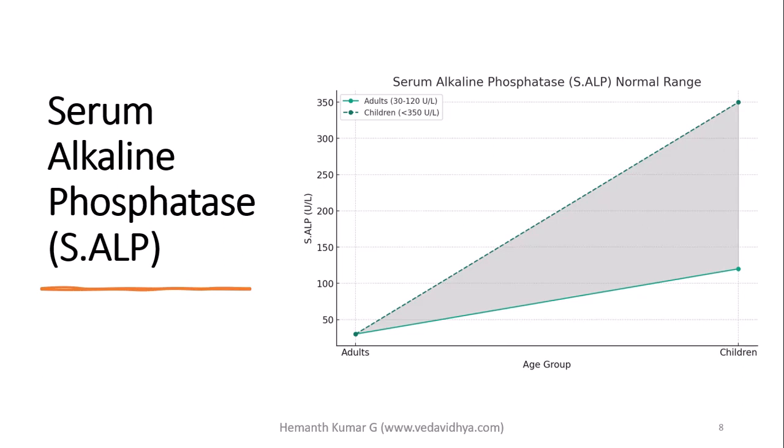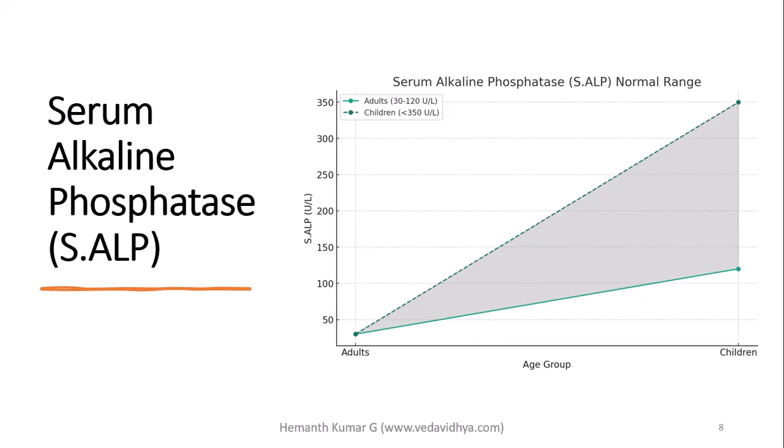The normal range for SALP in adults is typically between 30 to 120 units per liter. However, it's important to recognize that these values can vary based on age. For instance, in children and adolescents, the range is broader and can go up to 350 units per liter. This difference is due to the higher bone growth rate in younger individuals, as SALP is also released during bone formation.